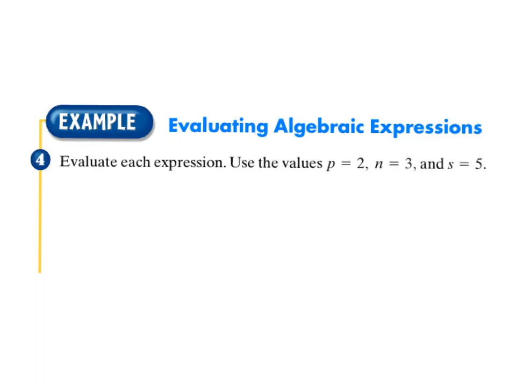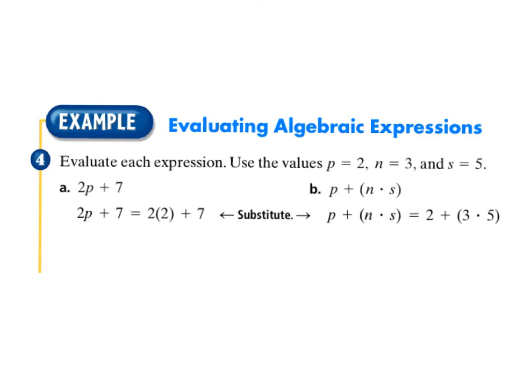Now let's look at a couple examples of evaluating algebraic expressions. And remember, to evaluate means you take an expression that has a variable and plug in given values for those variables to find a final answer. So let's look at two different expressions. 2p plus 7 and p plus parentheses n times s. First, we're going to substitute. So our values are p equals 2, n equals 3, and s equals 5. So problem A becomes 2 times 2 plus 7, and problem B becomes 2 plus 3 times 5.